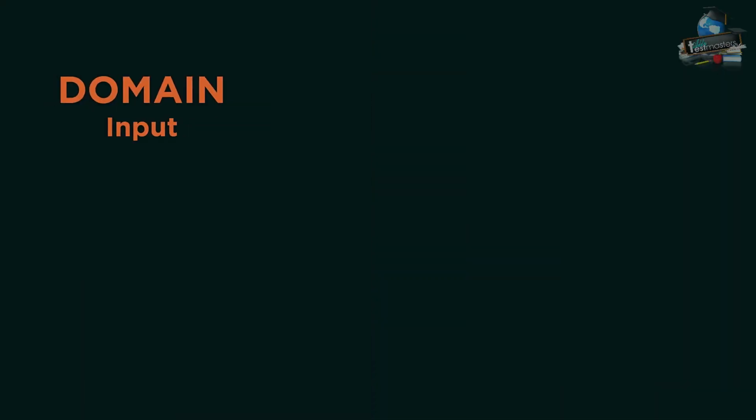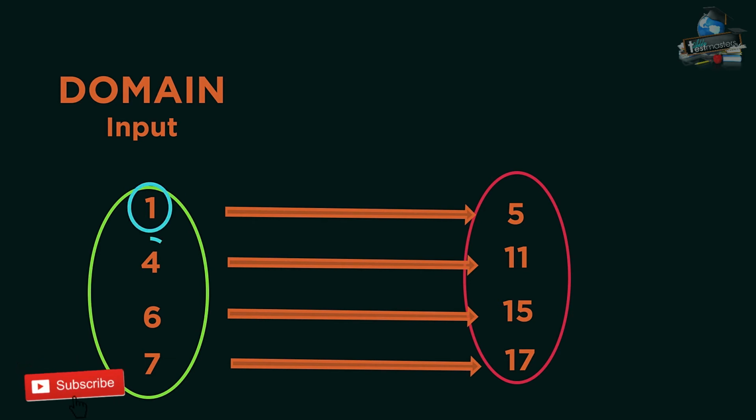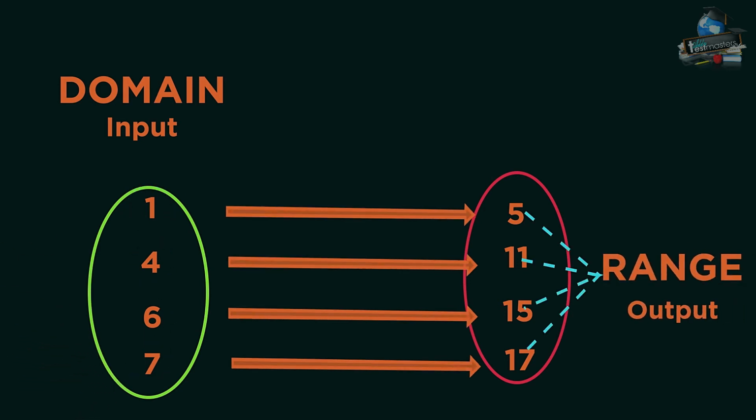So the final piece of the functions puzzle that we need to address in this introduction video are domains and ranges. We will come across them a lot in functions. The domain just means the inputs. The domain can be a range of values, so here it's 1, 4, 6 and 7. The range are the output values from the function, so what comes out when we put our domain values in.